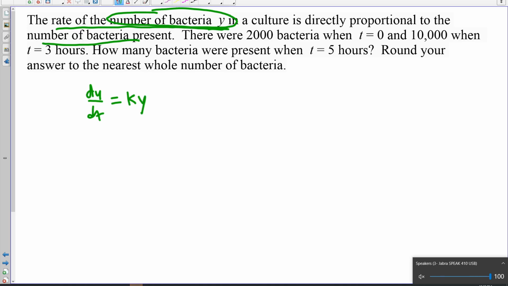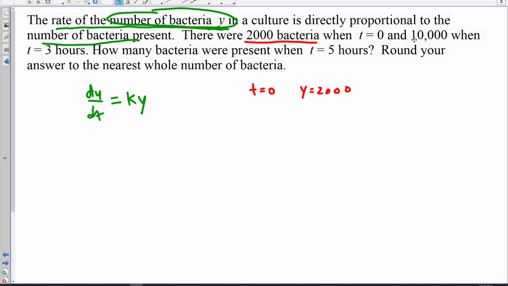So I set up what we call this differential equation. And then here are some initial conditions. There are 2,000, so Y equals 2,000 when time was 0. So there's my first initial condition. And my second initial condition is when time is 3, Y is equal to 10,000. The first initial condition always helps you to find C, and the second initial condition helps you to find k.